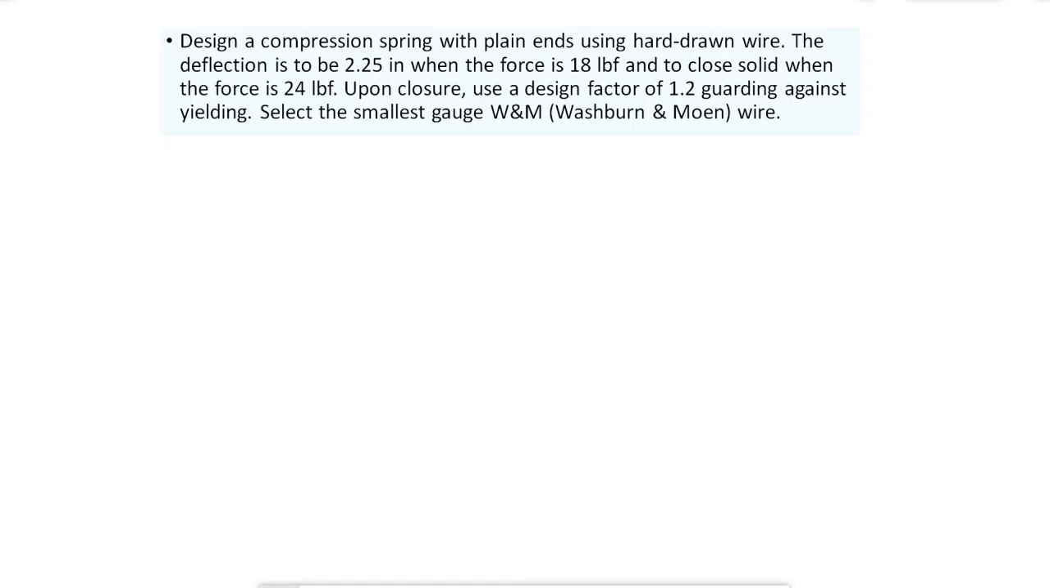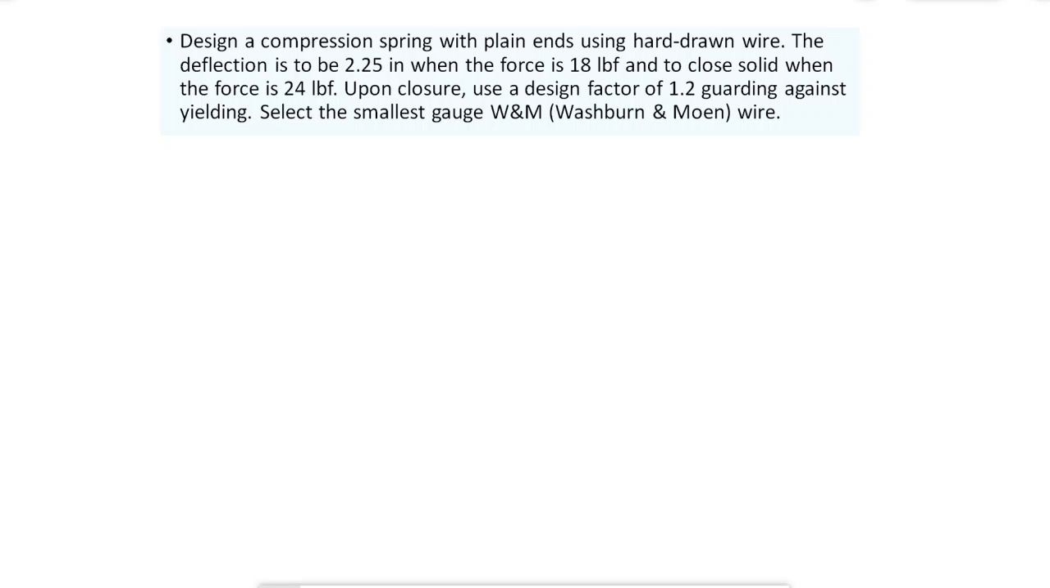Okay, so we're gonna solve an example of the design of springs, similar to one that we're doing in the class. So it reads, design a compression spring with plain ends using hard drawn wire. The deflection is to be 2.25 inches when the force is 18 pounds, and to close solid when the force is 24 pounds. Upon closure, use a design factor of 1.2 guarding against yielding. Select the smallest gauge, Washburn and Moen wire.